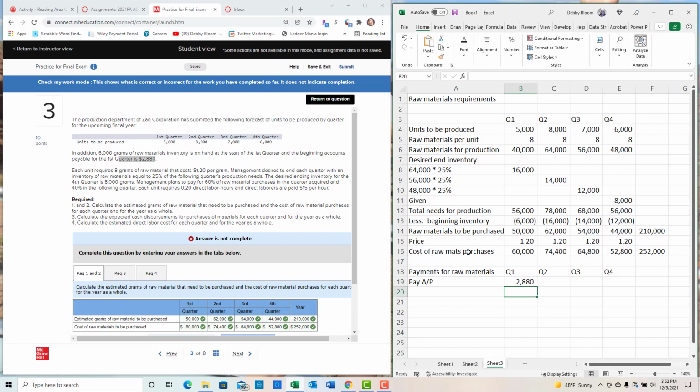Now, for our raw materials purchased in quarter 1, we're told in the problem, it's not highlighted anymore, that 60% is going to be paid in the quarter acquired and 40% in the following quarter. So quarter 1 purchases, 60% of those will be paid in quarter 1. So 60,000 multiplied by 60% will be paid in quarter 1. And 40% of that amount will be paid in quarter 2.